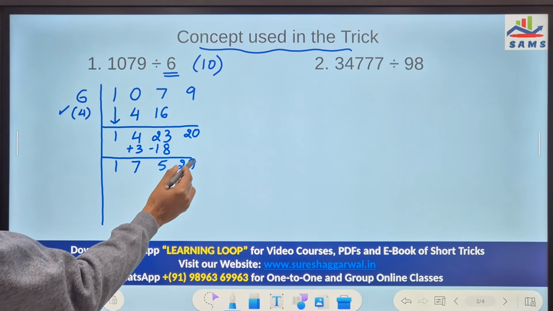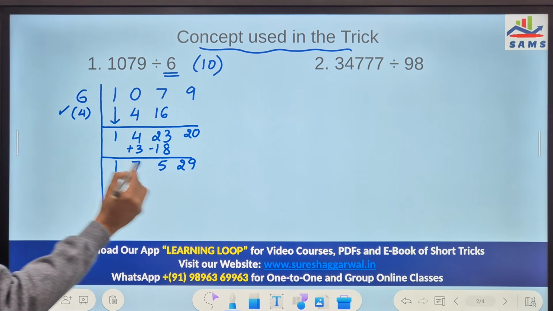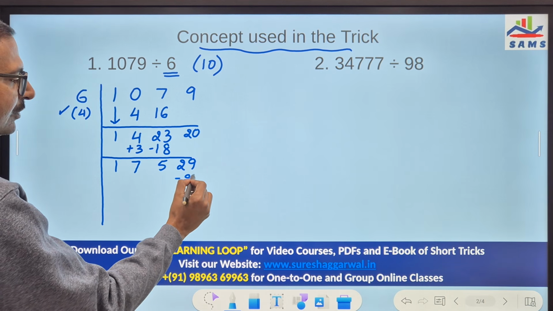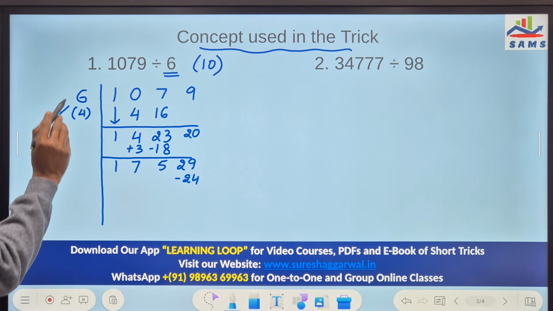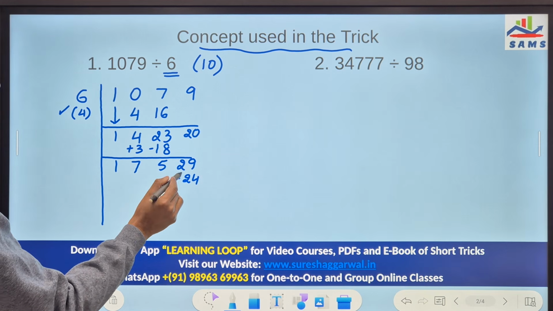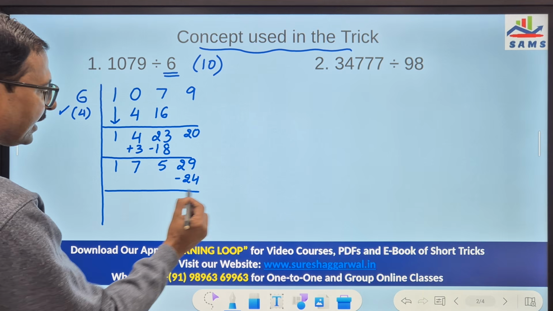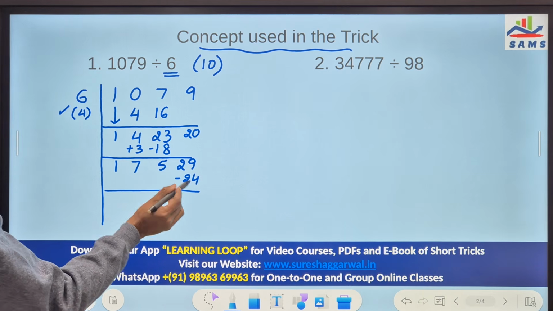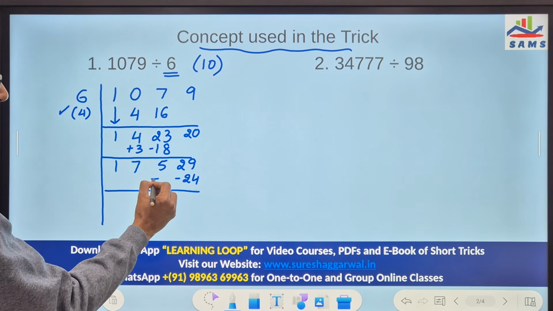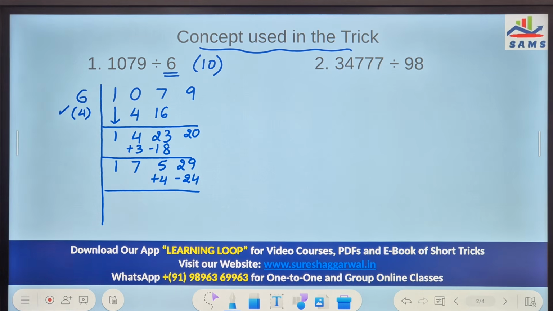Now again the same thing. 29 is greater than 6. So I will subtract 24. And why 24? Because 6 times 4 is 24. And I'll put a horizontal line again. And because 4 multiples are subtracted, I will add 4 to the previous number 5.